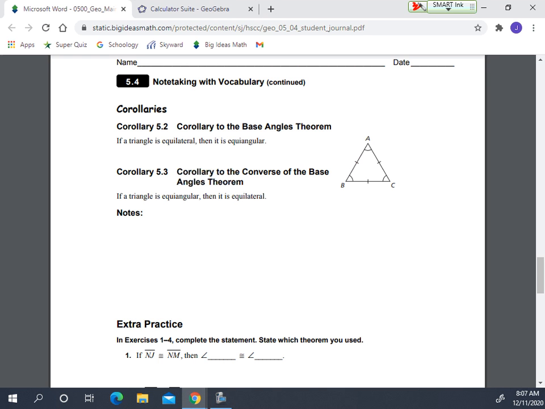And then the corollary to the converse of the base angles theorem, kind of a mixture of words there. If a triangle is equiangular, then it is equilateral. So if a triangle has three congruent angles, then we know that its three sides have to be equal.